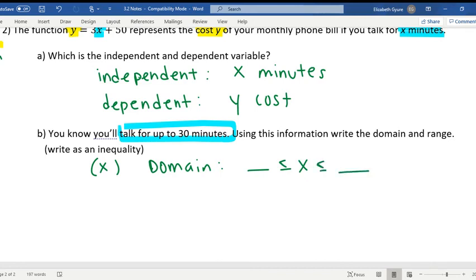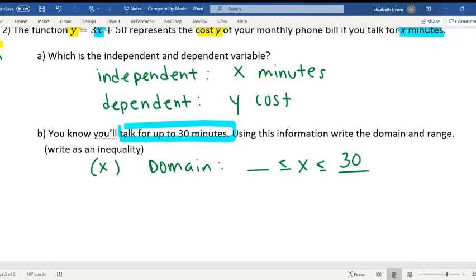So we want to find out what's the least number of minutes we can talk and what's the most number of minutes we can talk because x is minutes. Well, do we already know the top limit of how much we can talk? What's going to have to go on the right? 30. It says because that's the biggest we can go. Well, what would be the lowest?